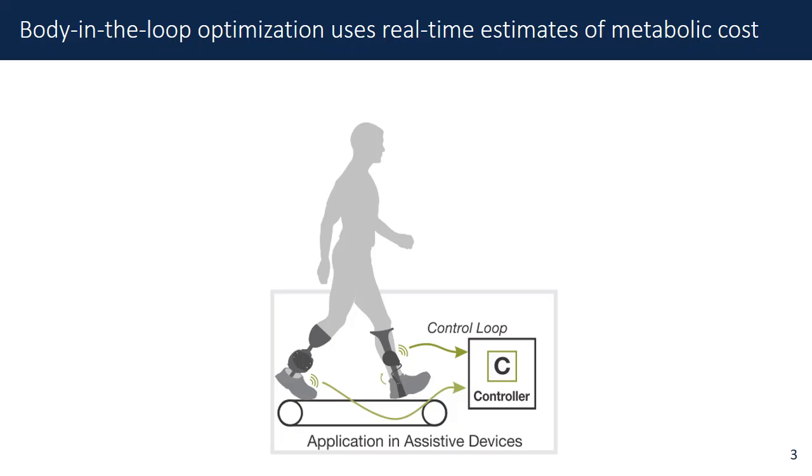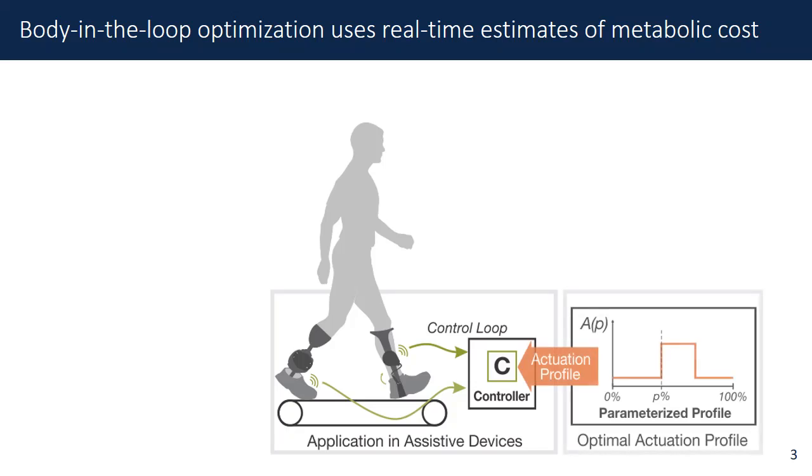Metabolic cost can be used as a physiological cost function in a process called body-in-the-loop optimization. This process requires that the user wear a robotic assistive device, where the actuation profile of the device can be any parameterized assistance trajectory, and commonly this trajectory is device torque or power as a function of the gait cycle.